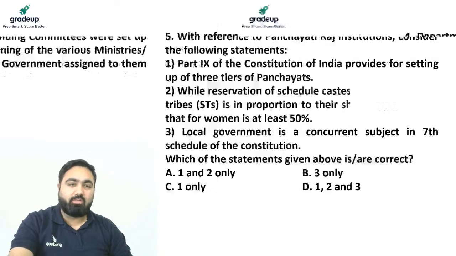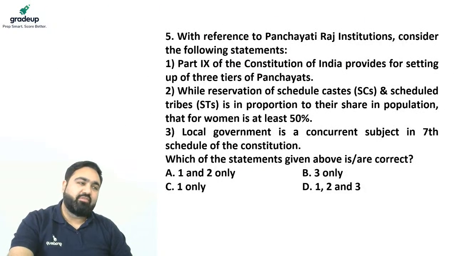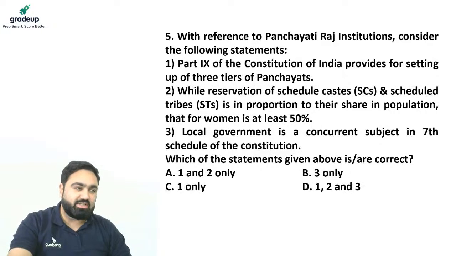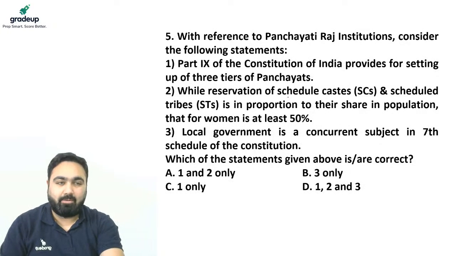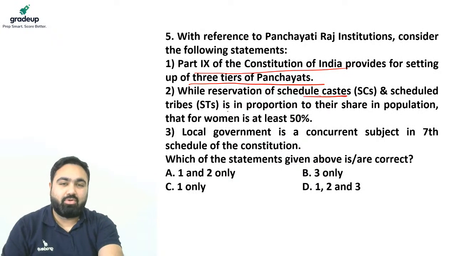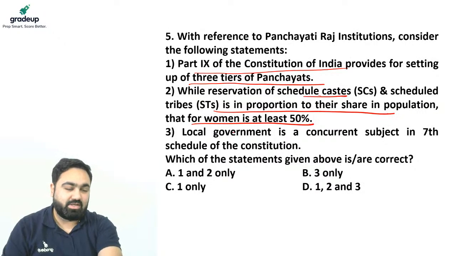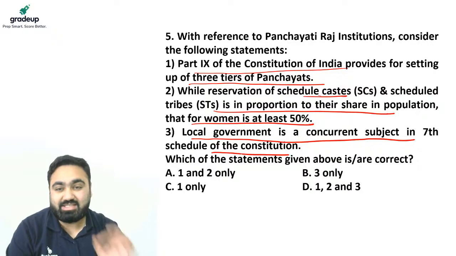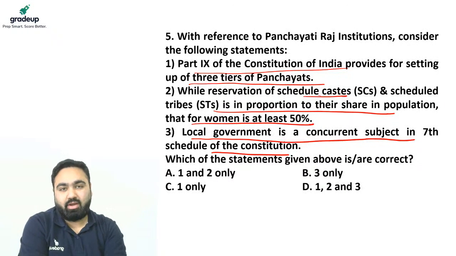Question number 5. With reference to the Panchayati Raj Institutions, consider the following statements. Number 1. Part 9 of the Constitution of India provides for setting up of 3 tiers of panchayats. Number 2, reservation of seats for scheduled caste and scheduled tribe is in proportion to the share of population, but for women it is at least 50%. Third, local government is a concurrent list subject in the 7th schedule of the Constitution. Which of these is correct? You have to tell the correct one.